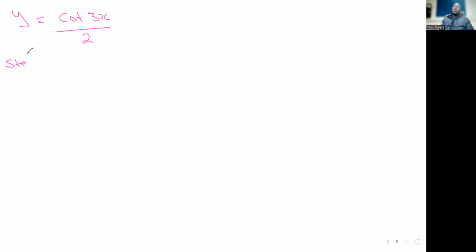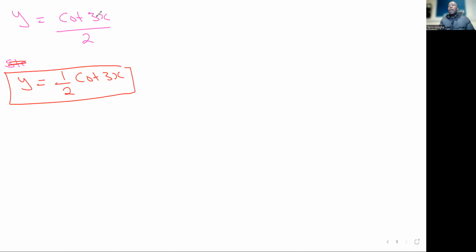Before you go in, remember I told you when we were talking about reducible fractions, you have to ensure it's back to an index form. So before we start, I need to rewrite this question in an index form. So now y will be equal to 1 over 2 cot 3x. Are you seeing it? You can't solve with that, now you can solve with this. So the 1 over 2 now is the k, and we can now start solving.